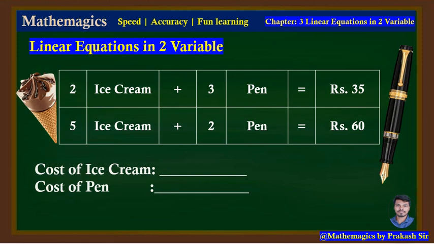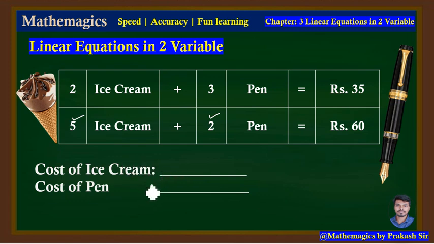The first segment in linear equations in two variables is based on a question which we are going to discuss here. If we take two ice creams and three pens, then the cost is 35 rupees. And if I choose five ice creams and two pens, the cost is 60 rupees. The question is asking what is the cost of an ice cream and what is the cost of a pen.